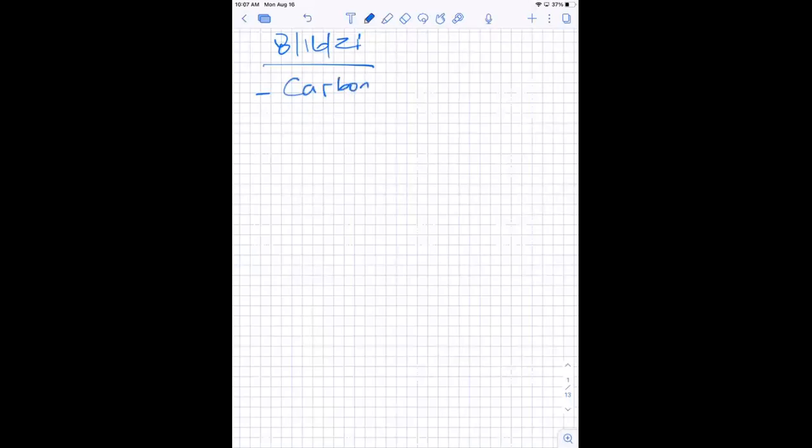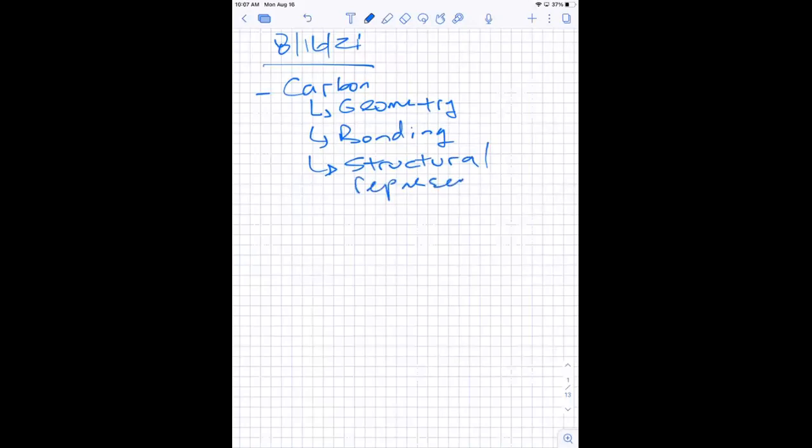So we're gonna discuss carbon, the geometry, how it bonds. What else do we want to talk about? We're going to talk about some structural representations. And if we get a chance, we'll get into hybridization, because that's a very important topic.